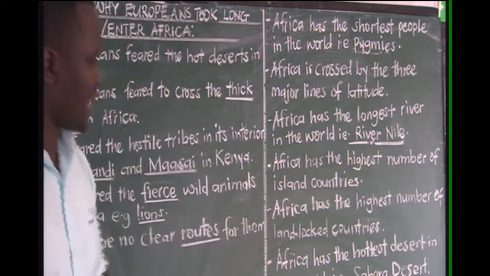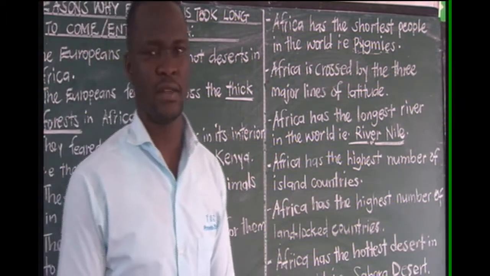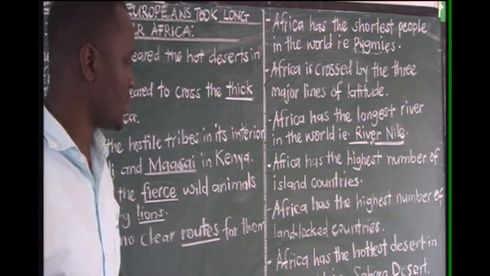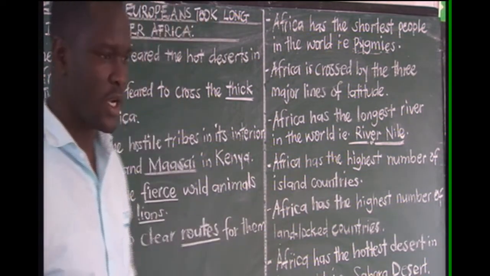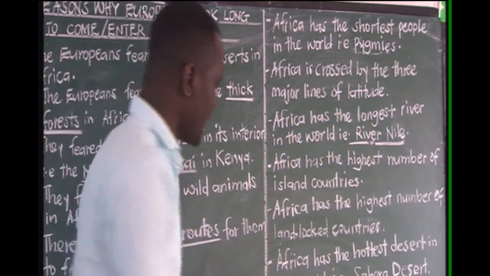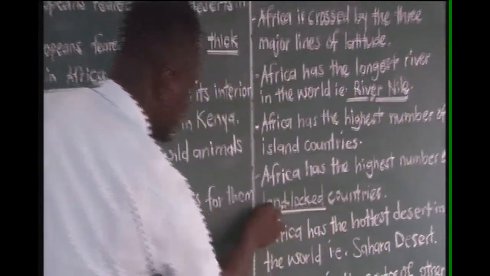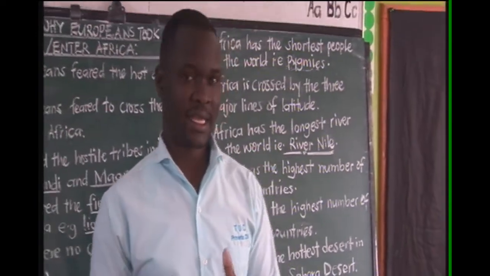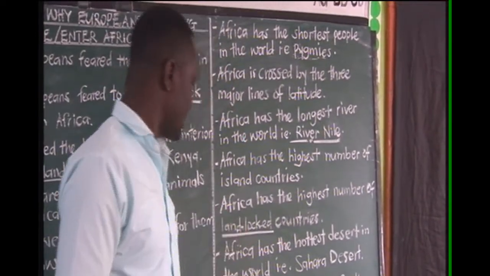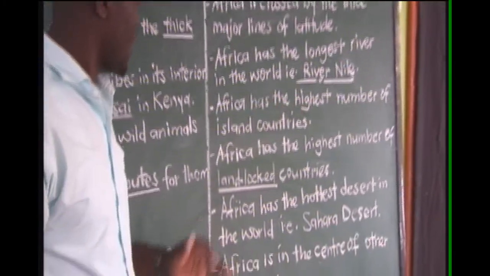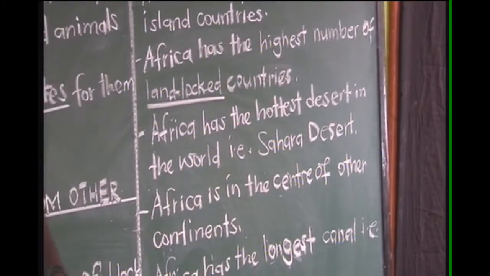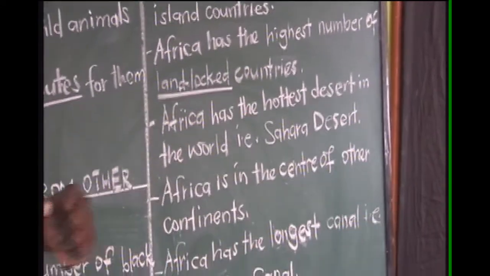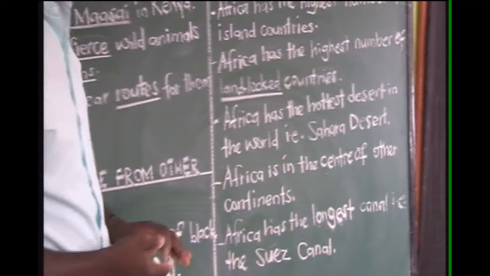Next one is Africa has got the highest number of landlocked countries. Apart from island countries, Africa also has got landlocked countries. Now, what do we mean by landlocked countries? Landlocked countries, as you learned this in primary 5 class, these are countries which do not border a sea. Or you simply say these are countries which do not have seaports. They do not have direct access to the sea. Those are the landlocked countries, and there are very many in Africa.